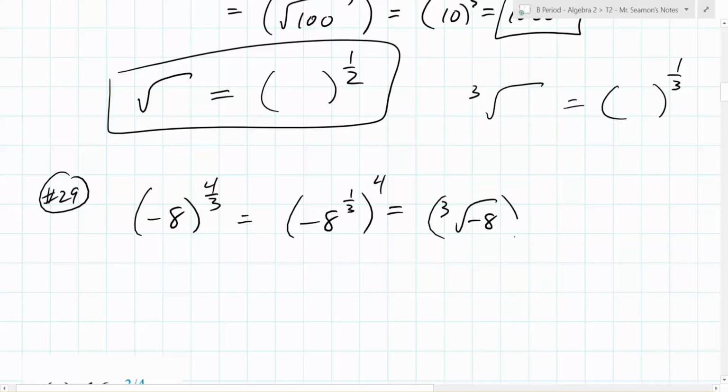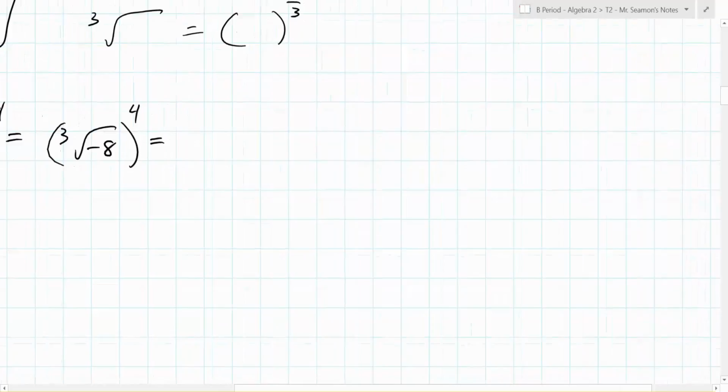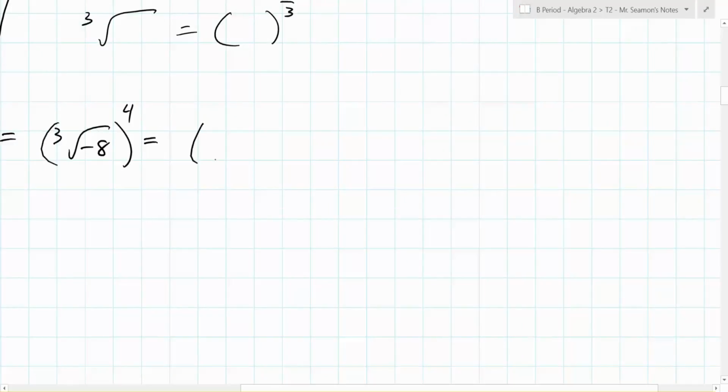Are you allowed to, can you do that? Yes. Why? Because it's an odd number and it's a negative on the inside. Excellent. What's the cube root of -8? -2. To the 4th is going to be? Isn't it not though? It is.